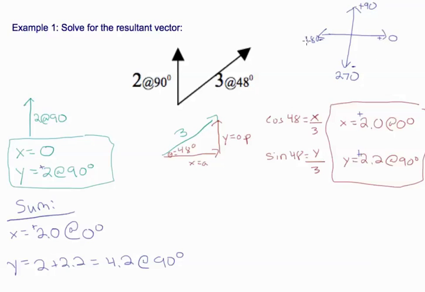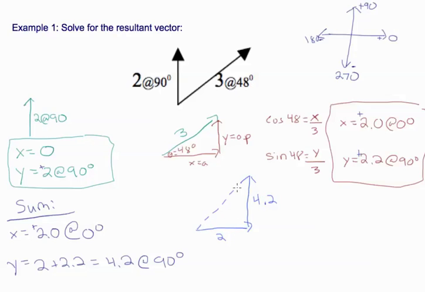Now we have one more step to do. Now we have a type 1 problem. We have two vectors, an x and a y vector, and we need to add them. We start by drawing our x. We know that's 2, and pointing it this way means add 0. And our y, we know that points up because it's at 90. And we know that this is our resultant.